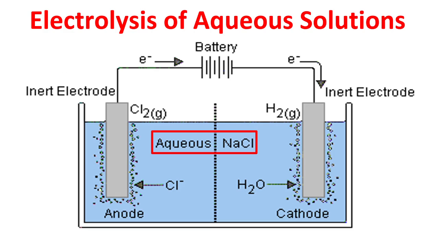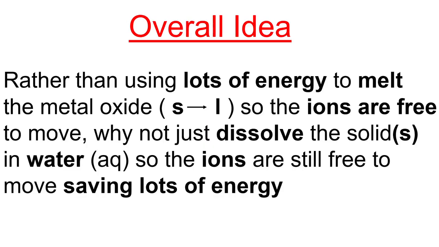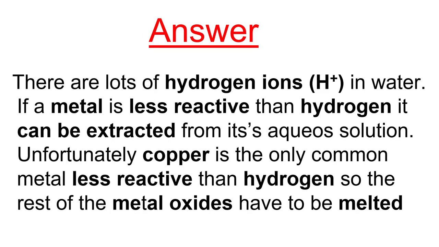Now, the electrolysis of aqueous solutions, not molten solutions, when we dissolve something in water. So here is the overall idea. Rather than using lots of energy to melt the metal oxide from a solid to a liquid so the ions are free to move, why not just dissolve the solids in water so the ions are still free to move, and that would save lots of energy and lots of money? Well, you can't do that, and the reason is this.